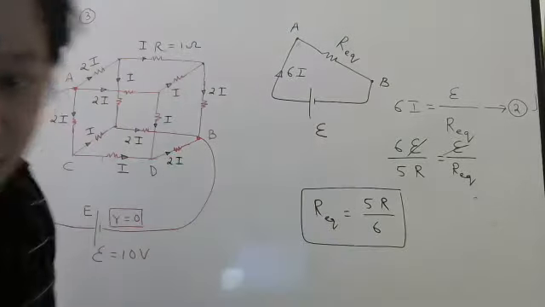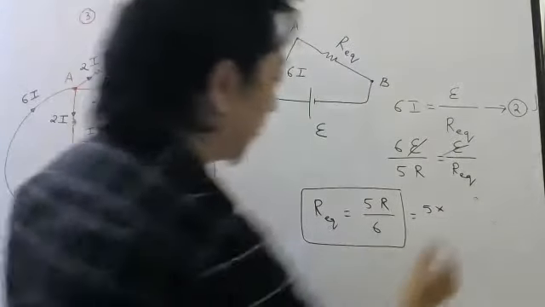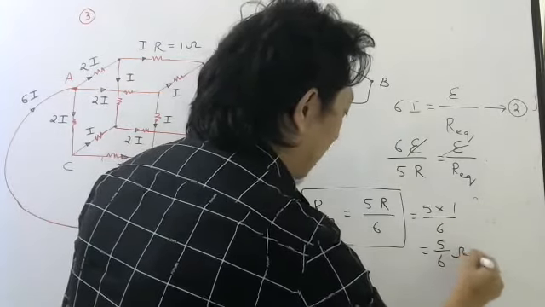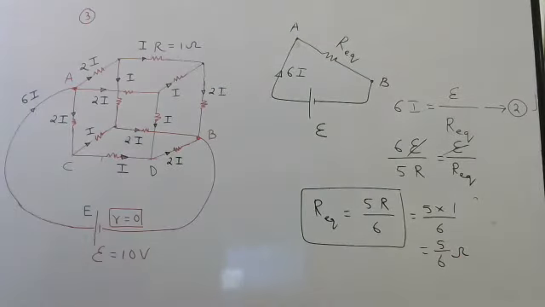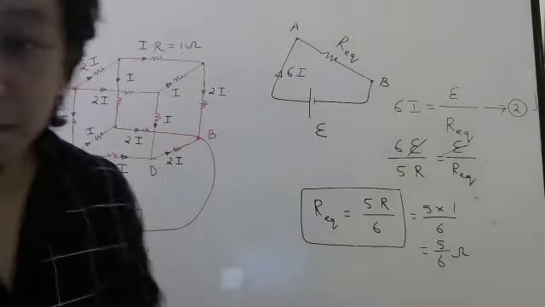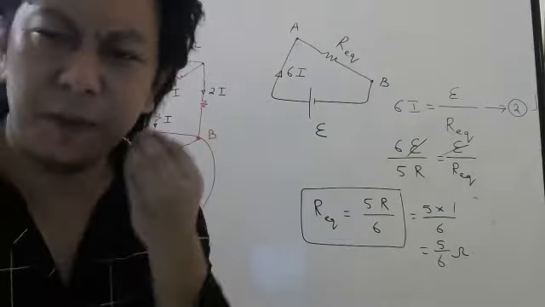Okay, so this is your answer. Numerically, if you want, just substitute the resistor of each value, 1 ohm, 6. 5 by 6 ohm. That is the answer. Okay, students? We will try to solve this later by using symmetry. Same answer we will get by using symmetry, and it will be easier.